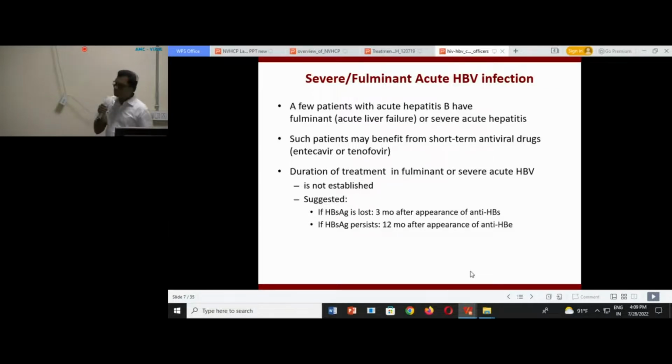So what do you mean by fulminant hepatic failure? Simple: the patient develops jaundice and lands in a comatose state within 1 week. So this is fulminant hepatitis. For these patients only, we need to give treatment. Otherwise, usually we don't give any antiviral treatment for hepatitis B.